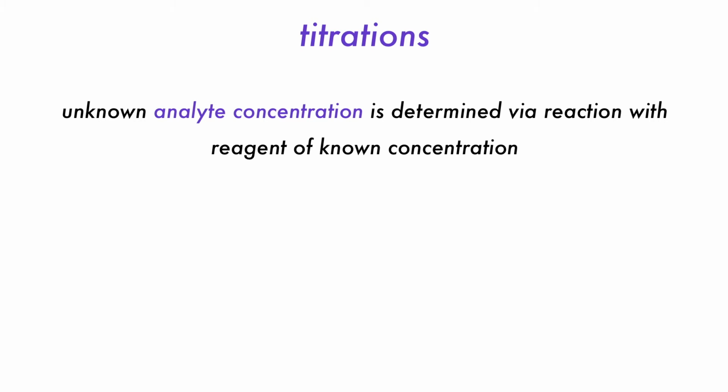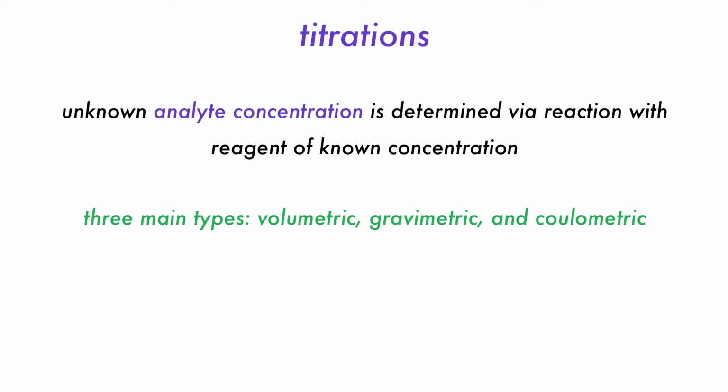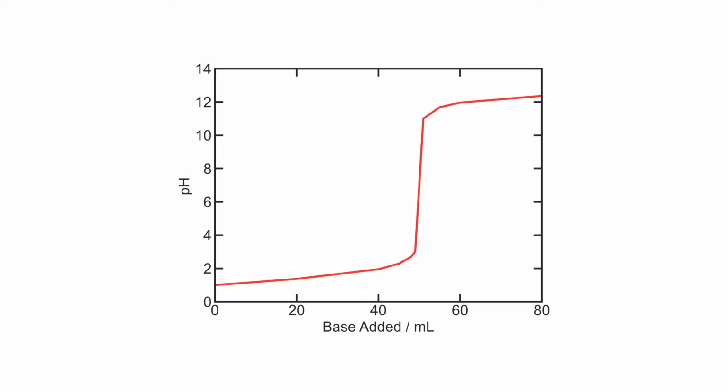A titration involves the reaction of an analyte of unknown concentration with a reagent of known concentration. There are three main types of titration: volumetric, where volumes of solution are reacted; gravimetric, where masses are reacted; and coulometric, where an electric current consumes the analyte.